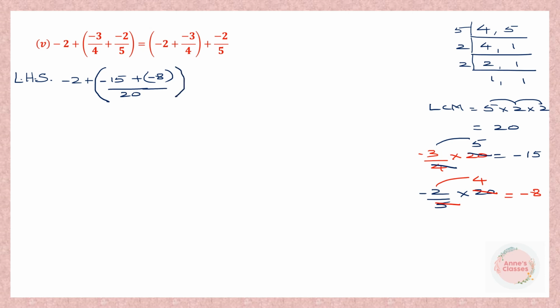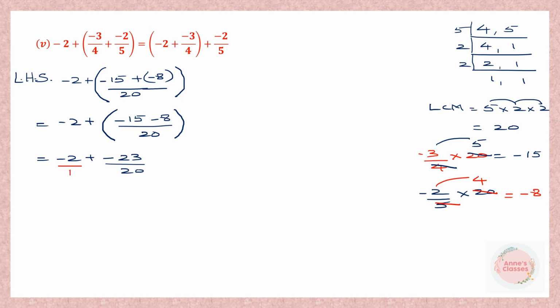So now we'll continue this. This is minus 2 plus. Now within brackets, what do we have? Minus 15 minus 8 by 20. So close brackets. Let's continue with this. So this is minus 2 plus minus 15 minus 8. Signs are the same. Put the same sign and add. 15 plus 8 is 23 by 20. Now here we have to find the LCM. So let's give this the denominator 1.